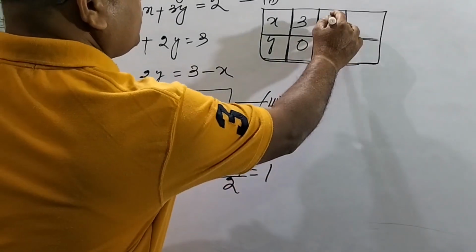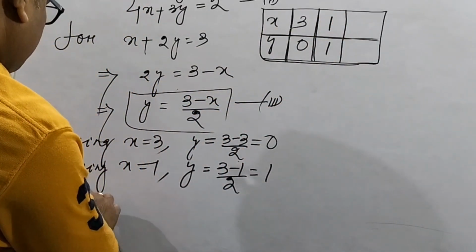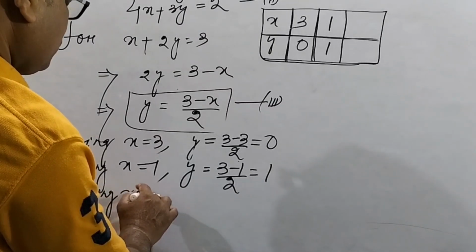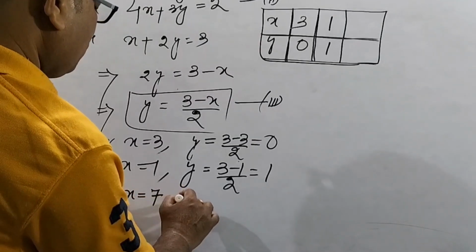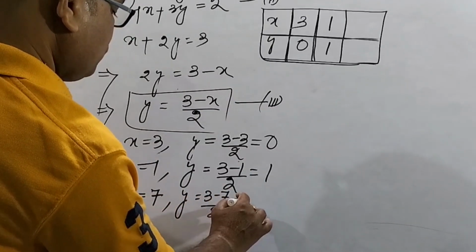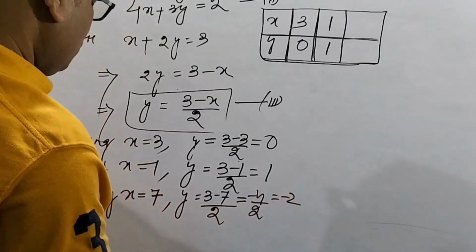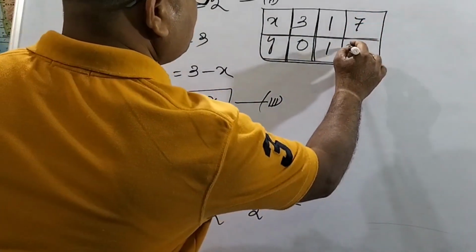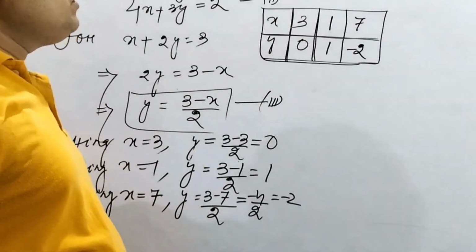x1, y1. Now putting x equals 7. Y will be (3 minus 7) divided by 2. This is minus 4 by 2. This is minus 2. So x7, y minus 2. So these are the 3 coordinates you got.